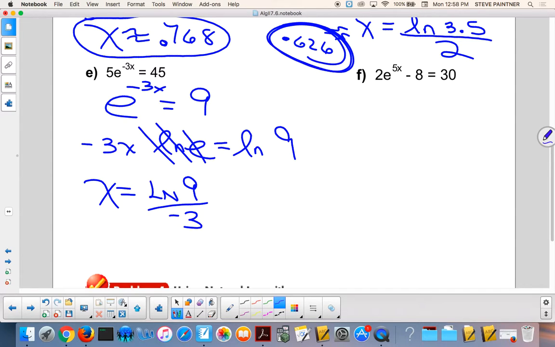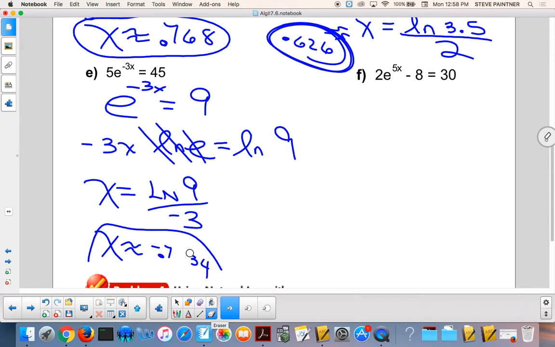That's where I ended up, right there. That's log of 9 divided by -3. What was it? Yeah, negative 0.7324. Is that what you got? Yes, that's negative 0.7324. Oh, okay. 324. Gotcha.